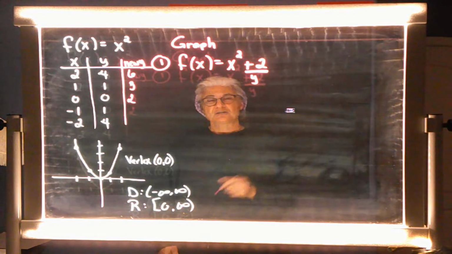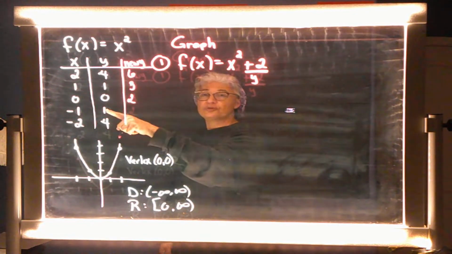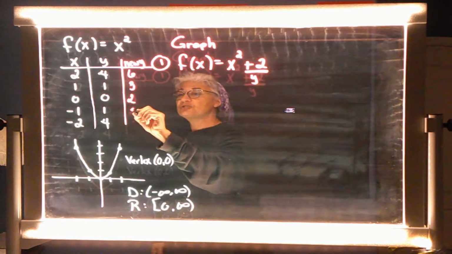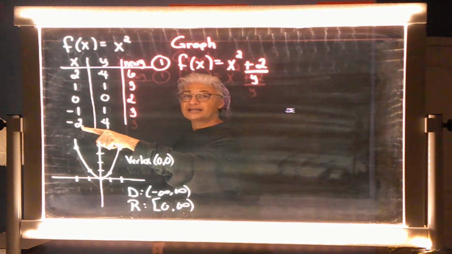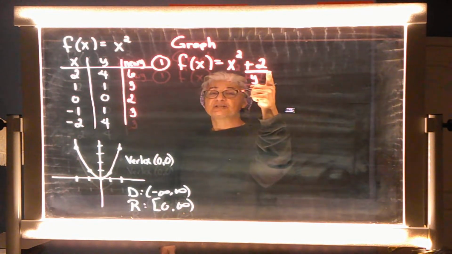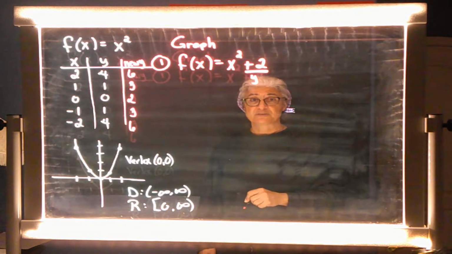Are you with me? You get the hang of what I'm saying? So, plugged in -1, you get 1. But then over here it says to add 2, which means you get 3. And lastly, you plug in -2, you get 4. But then over here, after you get the 4, you get 6. You with me on this?